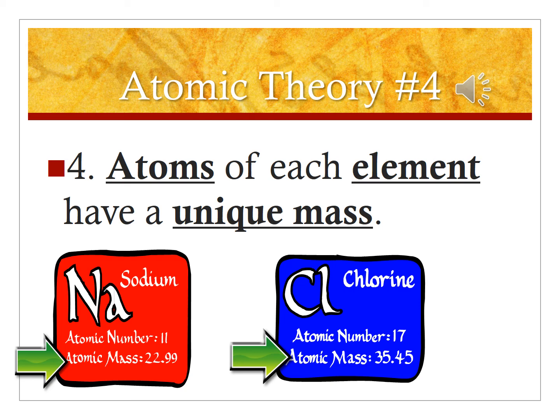So for example, sodium is 22.9 while chlorine is 35.45. None of the elements are exactly alike. That's why atoms in each element are different, while atoms of the same element are the same.